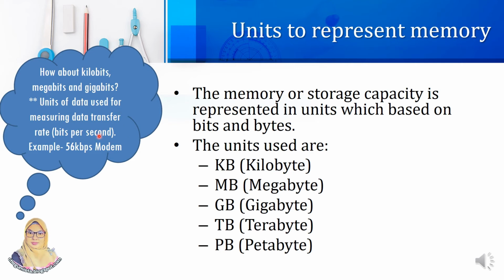Usually we can find this measurement when you want to buy a modem. You want to make sure how fast it can transfer data. So usually we have a 56 kilobit per second modem. So if the spelling is bits, it refers to the data transfer rate.